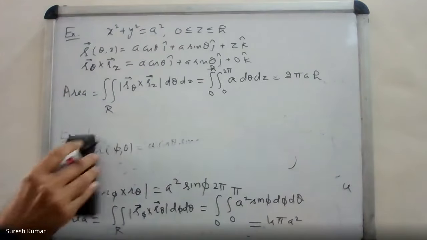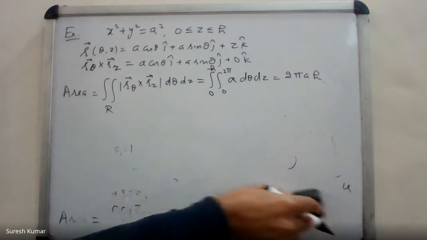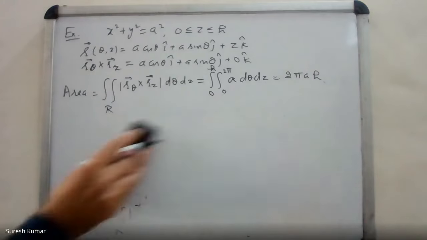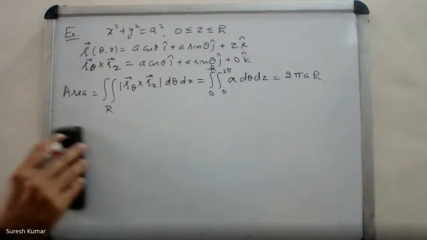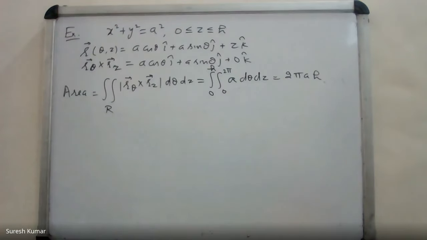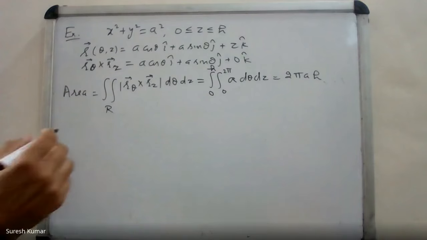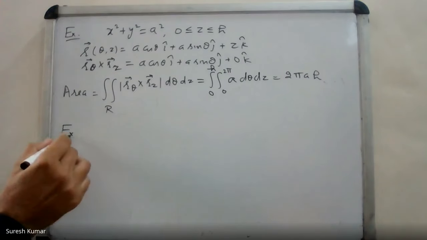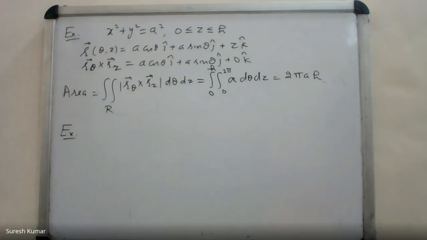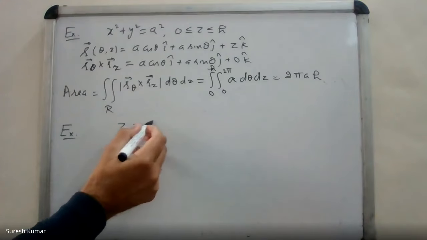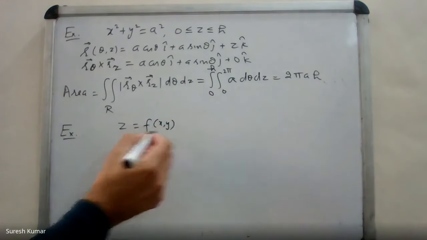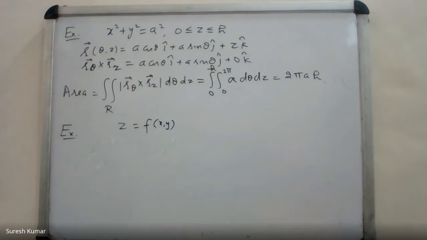So it is all about parameterization of the surface. If you are able to parameterize the surface, you know the ranges of the parameters. You can apply the formula and do your calculations to get the surface area. Let's see how we find the surface area of a surface given in explicit form like this, z equal to f(x,y). This time what is the parameterization?